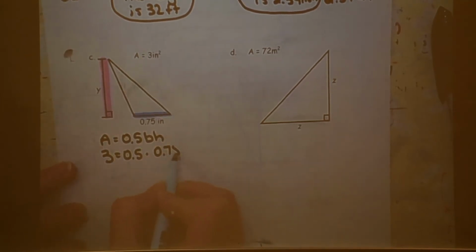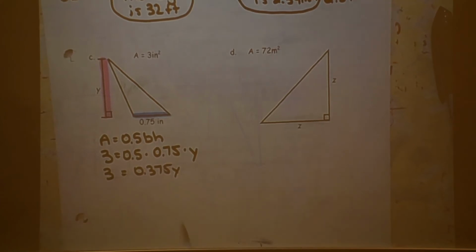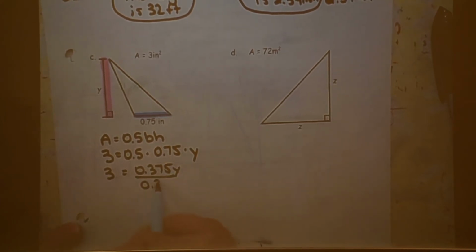0.5 times the base. And we don't know the height. The side that's the height is labeled with a Y. 0.5 times 0.75 is 0.375y. Just simplifying the right side as best I can before I divide both sides. If I divide both sides by 0.375, I get 8 equals y.